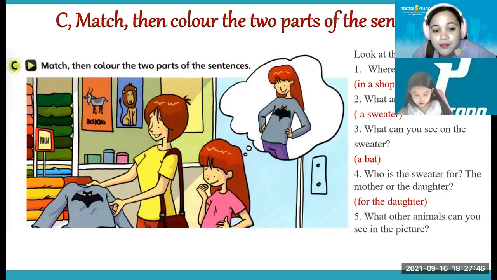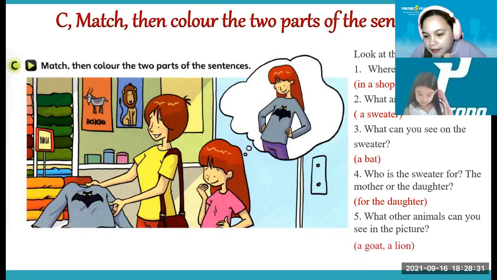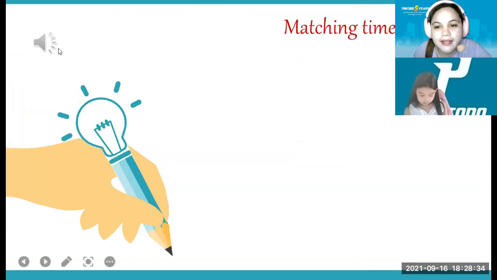Next one, what other animals can you see in the picture? So aside from bat, what else is the kind of animals that you can see here? What other animals can you see here on the picture? I see the dog, the mom, and a lion, a goose. Yes, there is a lion and a goat. Good job, Juan.